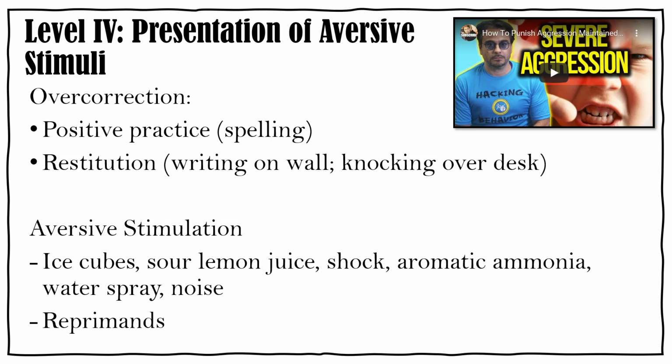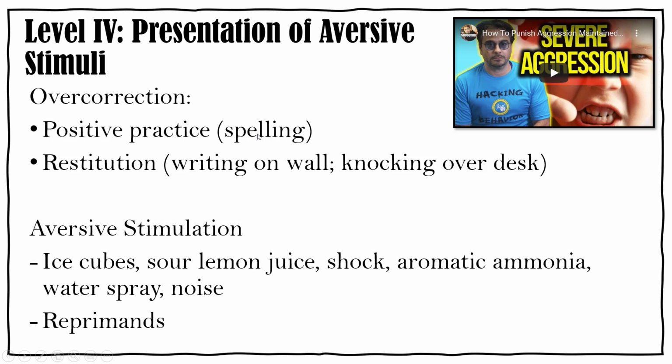So there's a couple of main strategies that you can use in level 4. The first one is overcorrection. And this constitutes of positive practice or restitution. So positive practice is used a lot with academic skills. With positive practice, they engage in an incorrect behavior, you make them practice it, and then that's where you get the correction. And then you make them practice it a couple more times, which is where you get the overcorrection. So they misspell a word, you have them spell it right, and then spell it right 10 more times.